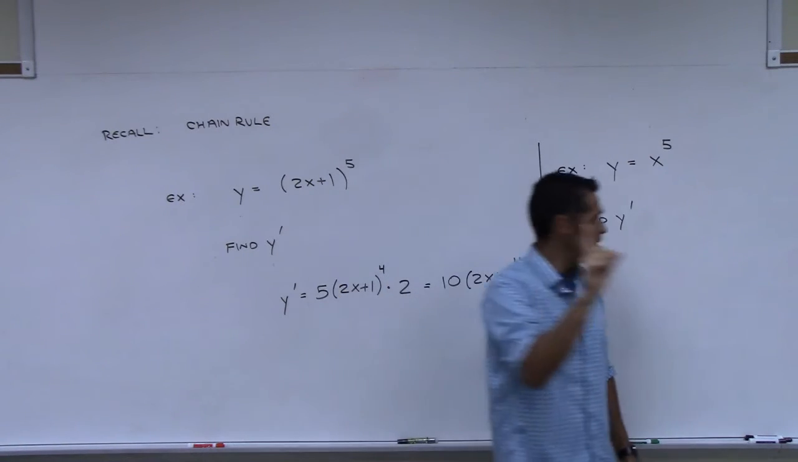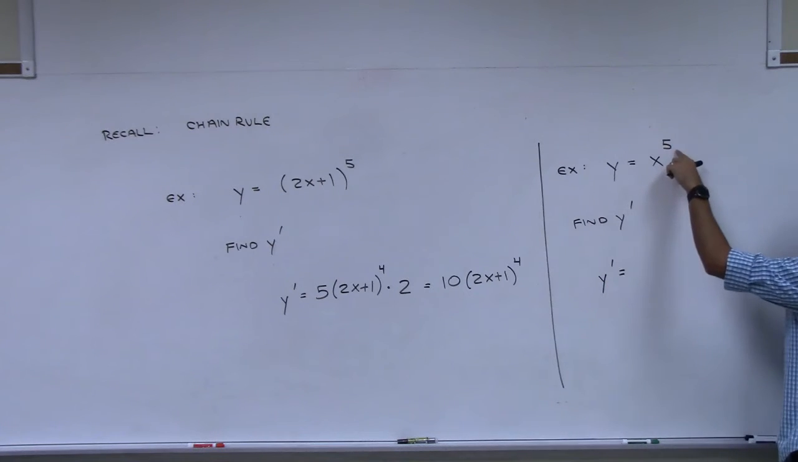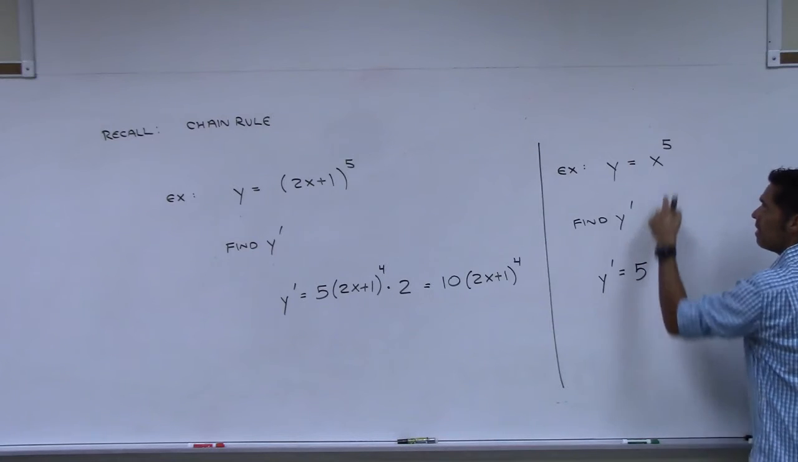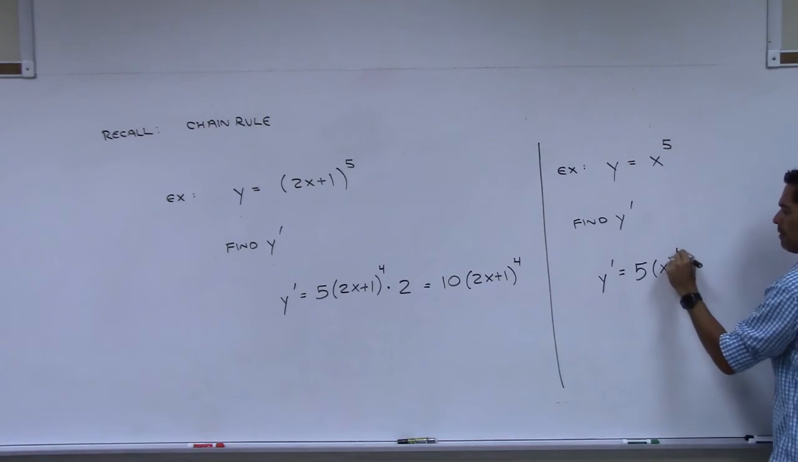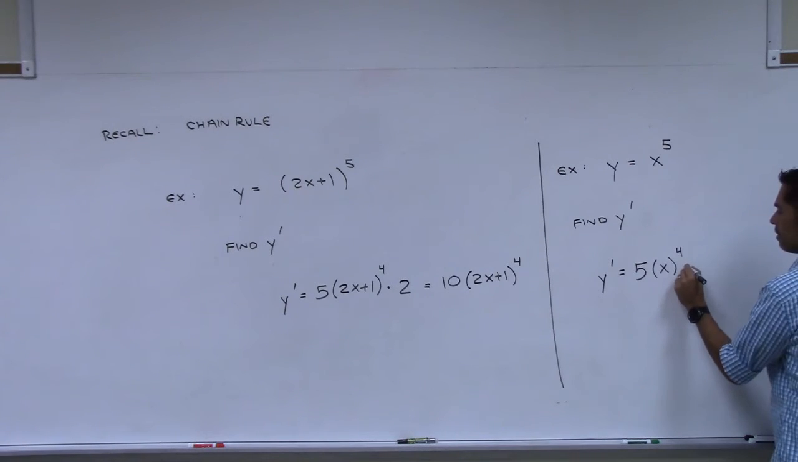All right, so the first step would be that you bring the 5 down, don't you? You bring the 5 down. And then you take the base here, the x, and you raise it to what power? 4, right? The next step of the chain rule is to then take the derivative of what's here, right? And what is the derivative of x? 1, isn't it? It's 1. So I'm going to write here times 1.